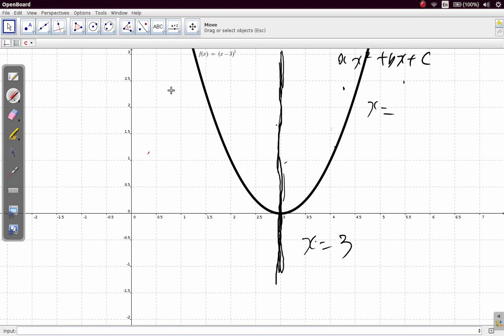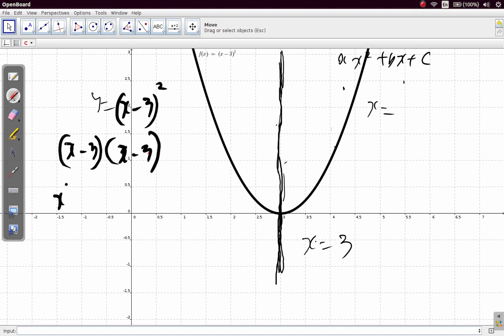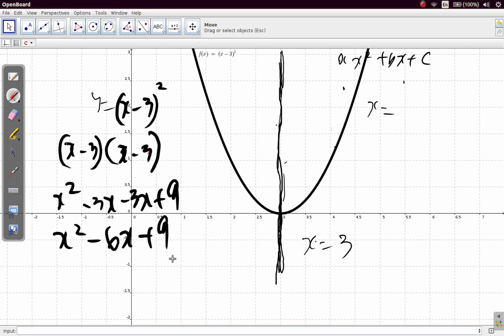But this is the graph of y equals x minus 3 squared. x minus 3 squared is the same as x minus 3, x minus 3. So we have x squared minus 3x minus 3x plus 3 times 3, which is 9. So we have x squared minus 6x plus 9.